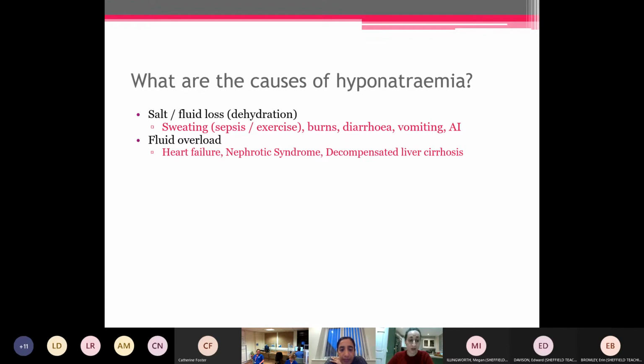Then you've got fluid overload, so heart failure, nephrotic syndrome, and decompensated liver. So if you see someone with overload, everyone automatically goes to heart failure, but just remember that there are other causes of that. Excess fluid intake. So you've got your primary polydipsia, so that's just someone that drinks loads of water. It may be a psychological condition, but I've had people that have just been told to drink loads of water and they think that they're doing the right thing.